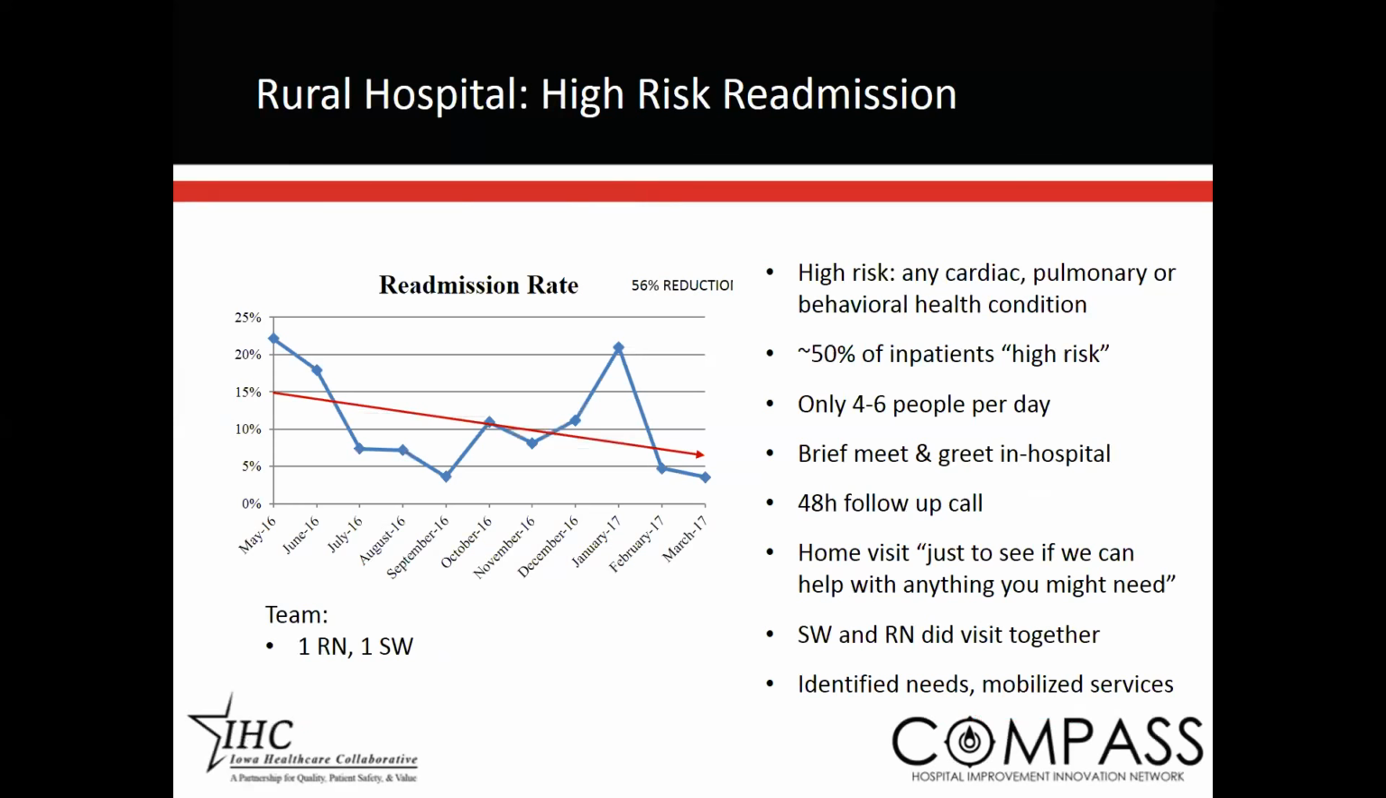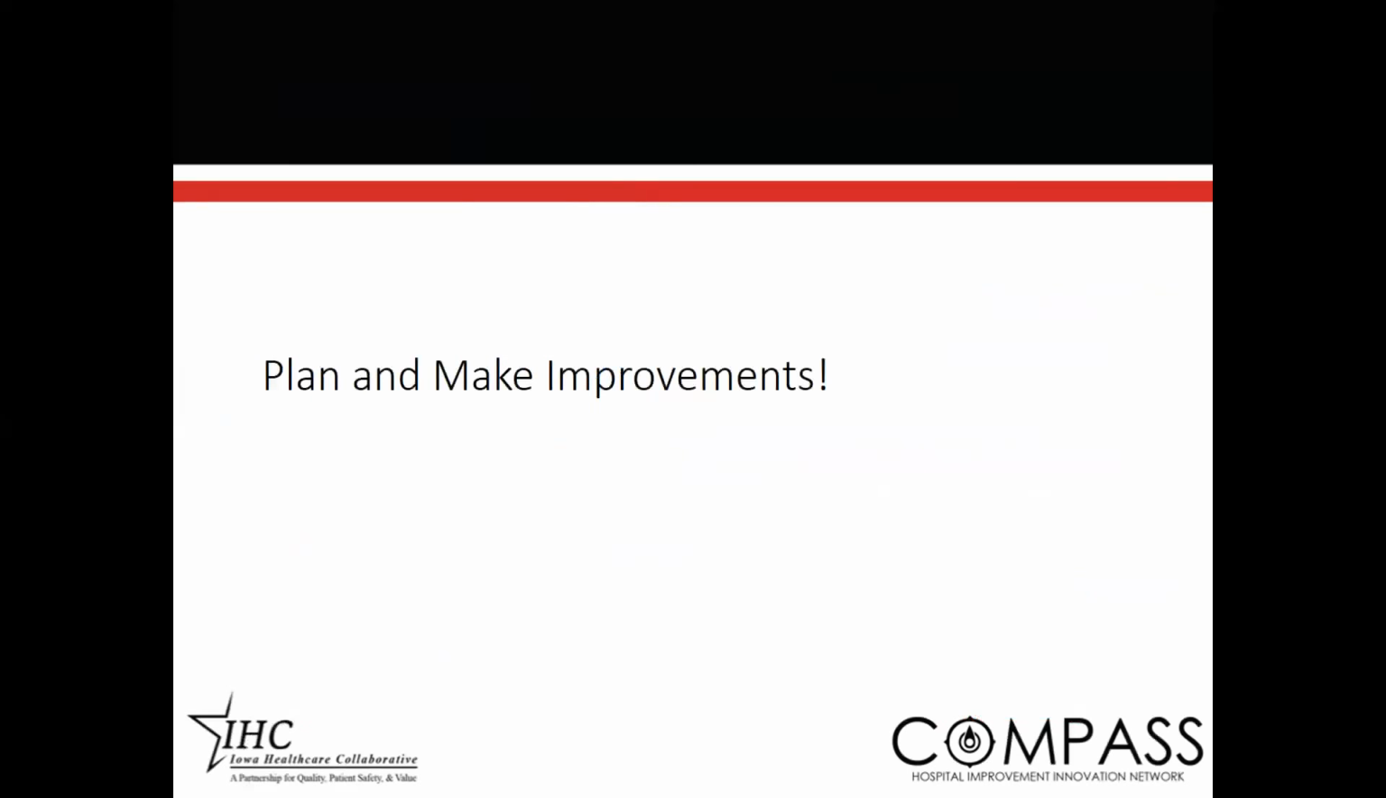As you can see, the great thing about this story is they have actually, and this is real, I've confirmed this, they have reduced their readmissions over that year by 50%. Amazing, amazing accomplishment with 2 very talented people, and that's it. There's no other program in the hospital that supports readmission reduction.